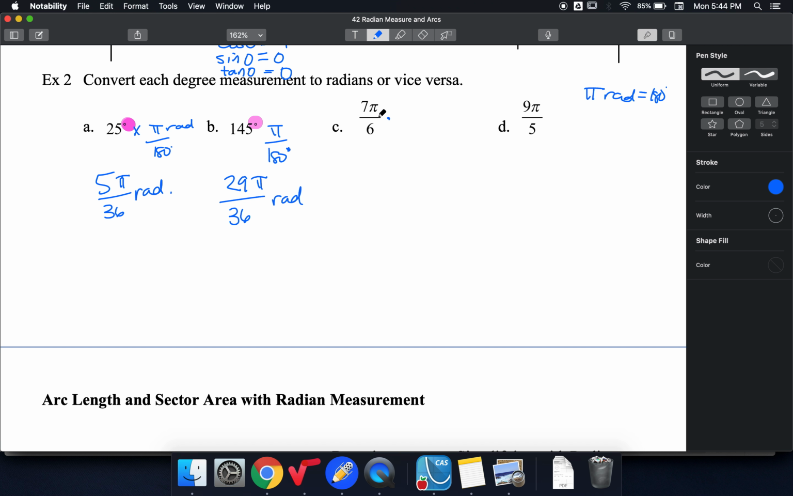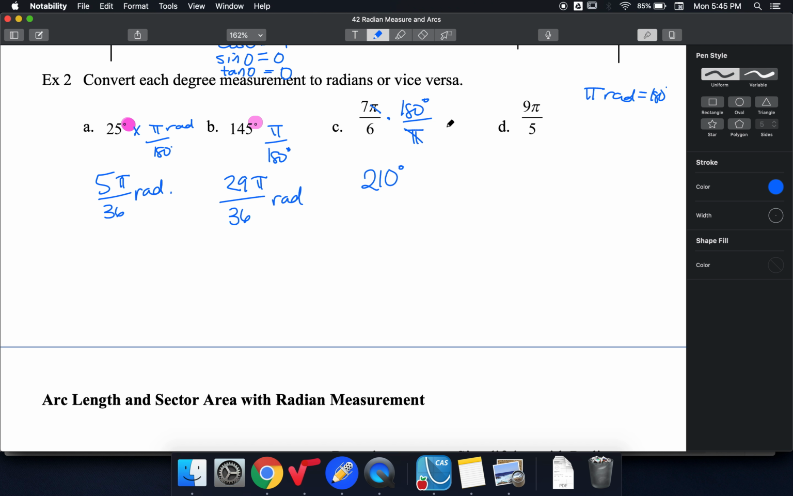Now this one is in radians. So instead of multiplying by pi and dividing by 180, I'm going to multiply by 180 and divide by pi so that I have degrees left and my radians cancel. You won't always have a pi here. In this situation, the pi's cancel, but that will not always be true. I know 6 goes into 180 30 times, so this is the same as 210 degrees.